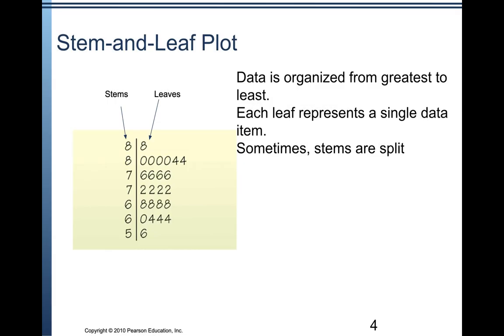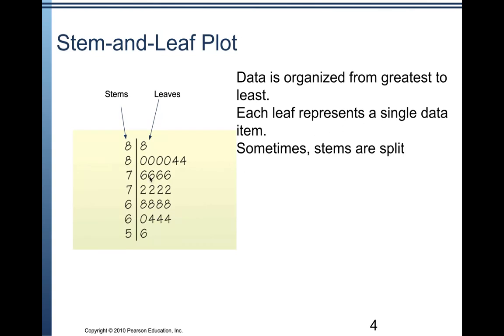We also have something called a stem and leaf plot. You may have remembered learning about this, probably in middle school sometime. You may have learned to make a stem and leaf plot. The data is organized from greatest to least, and each leaf represents a single data item.